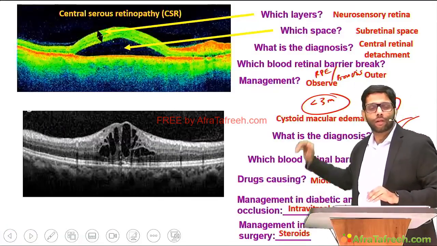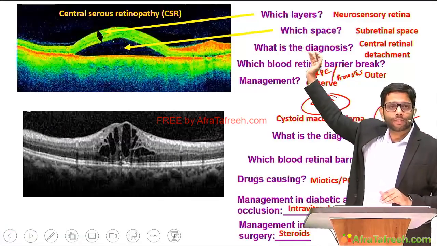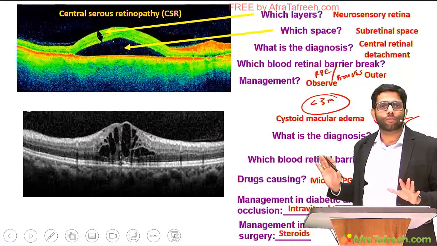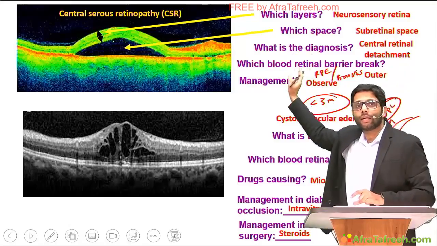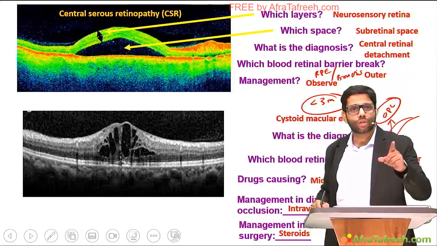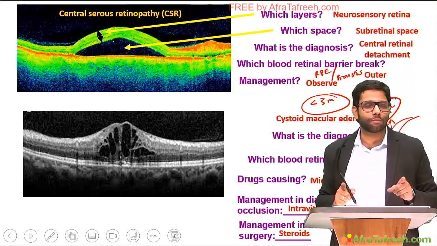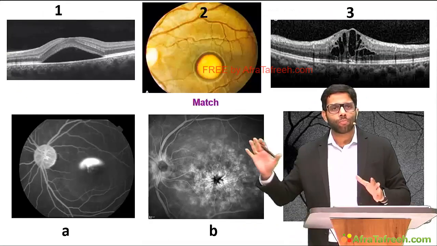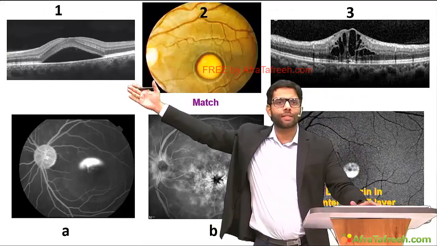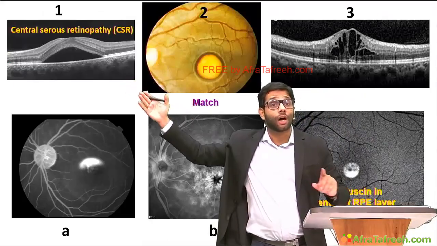Inner barrier break, outer barrier break. One example, central serous retinopathy, observe. But if there is steroid intake in CSR, stop the steroids. Whenever a drug is implicated, stop the drugs. So you have to match. I told you this one. This one is CSR, central serous retinopathy, outer barrier break.